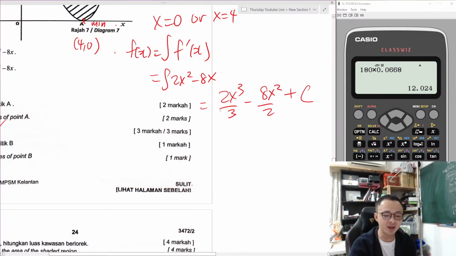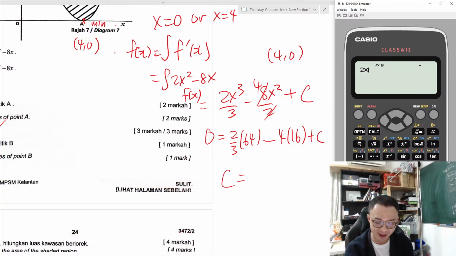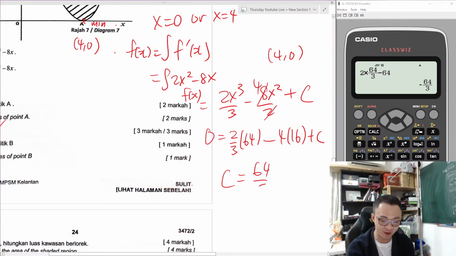So I can find the c because I have the coordinate (4, 0). This one is f(x). I have limited space, so I write here. I just substitute into here. My y is 0, my x is 4. So this is 2 over 3 times 64. This one simplified is 4 times 16 plus c. Then I can get my c here: 2 multiplied by 64 over 3 minus 64, and then move to the other side, becomes positive, 64 over 3. Therefore, I got my equation of f(x) here, which is 2x cubed over 3 minus 4x squared plus 64 over 3.